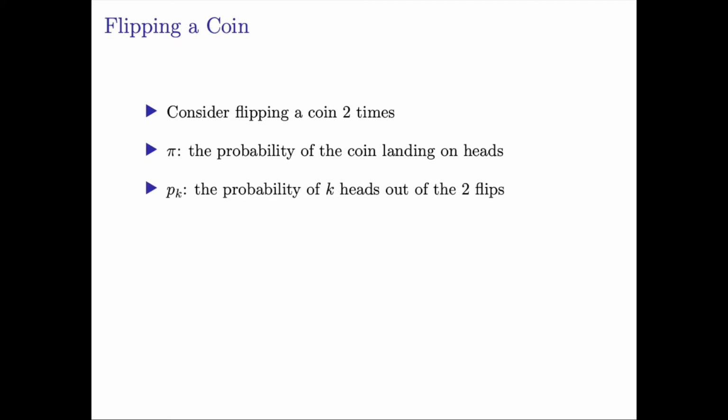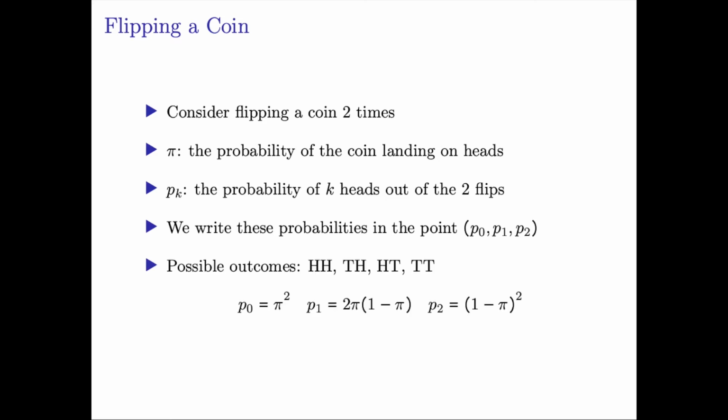Let p sub k be the probability of k heads out of 2 flips. We know we will either get 0, 1, or 2 heads, so we will have 3 different probabilities. We write these probabilities as the point p0, p1, p2. There are 4 possible outcomes: heads, heads; heads, tails; tails, heads; or tails, tails. Assuming that these flips are independent, we can easily find these probabilities based on the outcomes and using the probability pi.